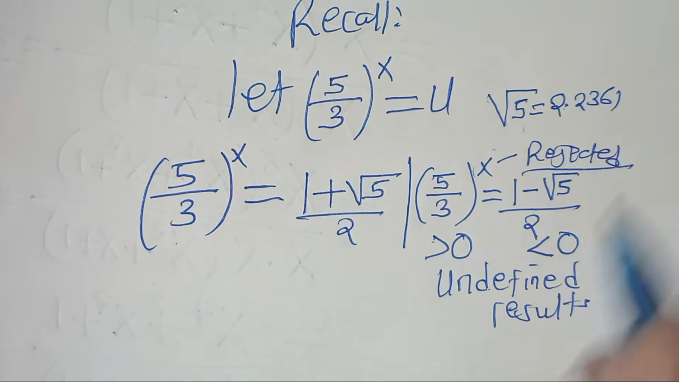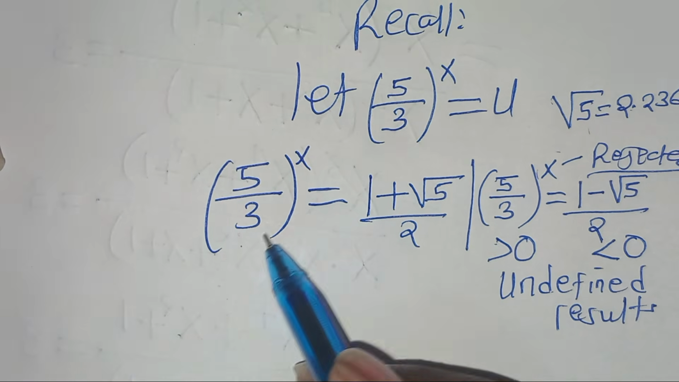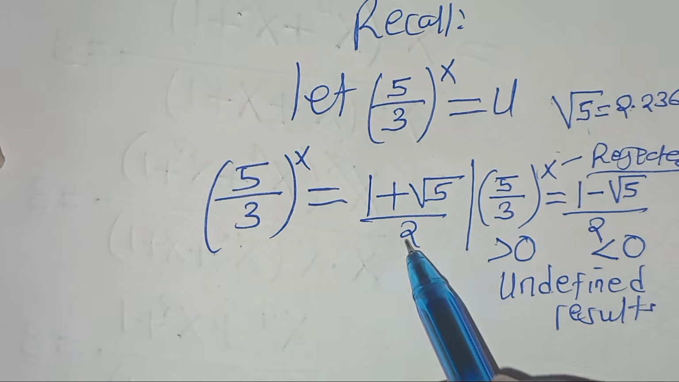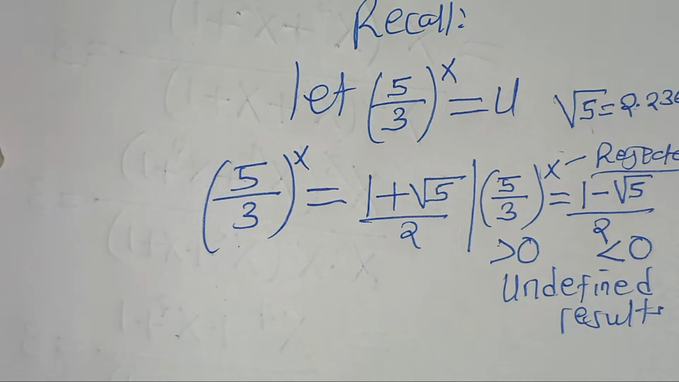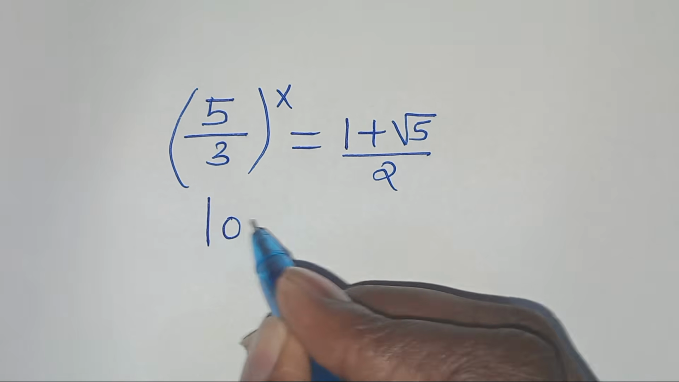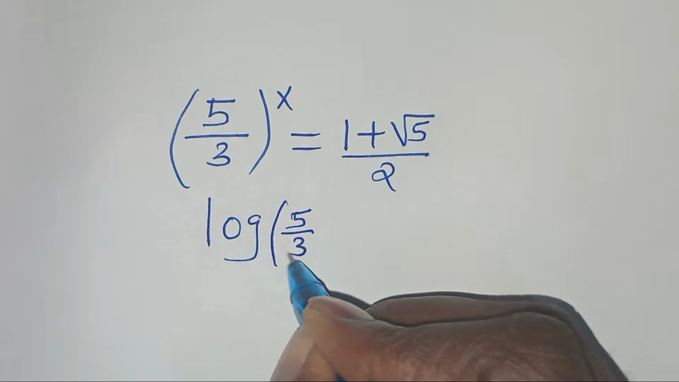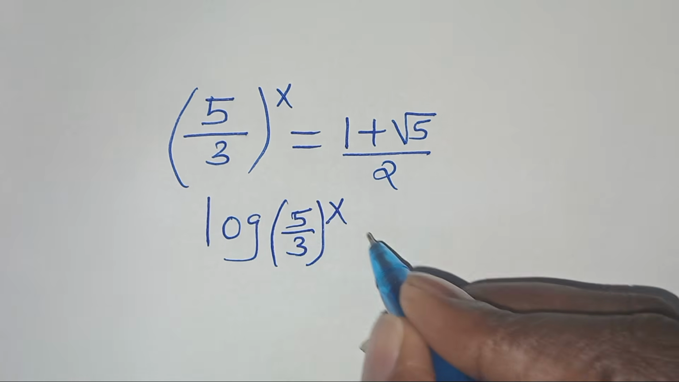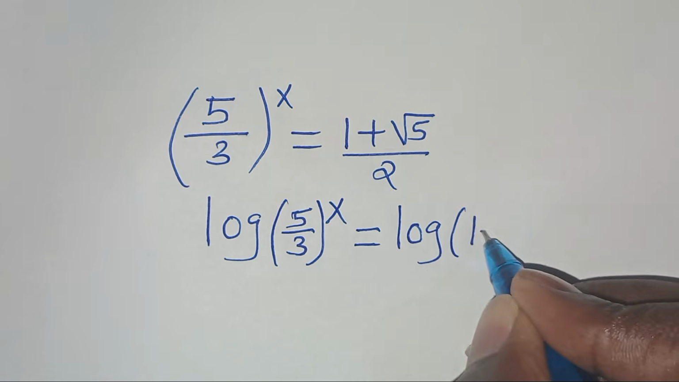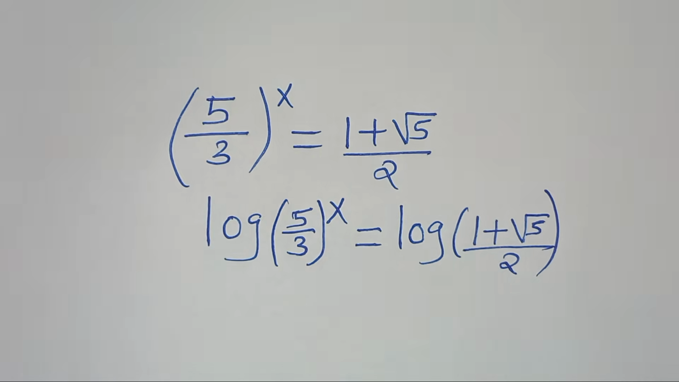Case 2 is rejected. Now, let's proceed with (5/3)^x equal to (1 + √5)/2. Let's solve for the value of x. To solve for the value of x, let's introduce logarithm on both sides. We have log (5/3)^x equal to log of (1 + √5)/2.